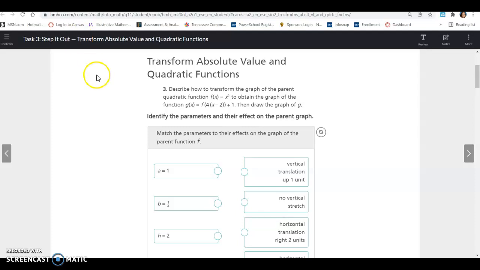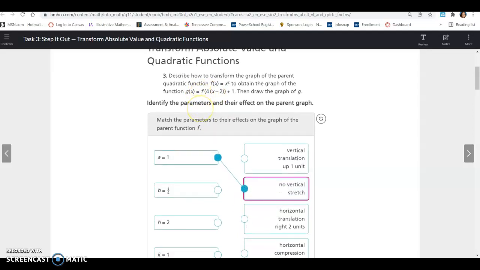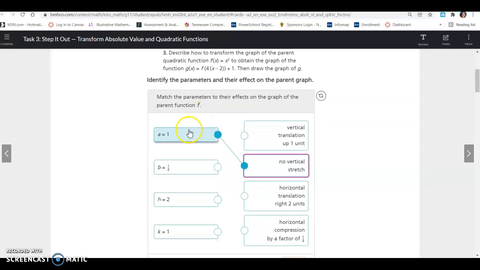All right, so you can see here that there's no a, there's no number in front of f. B is 1/4 because this is 1 over b. And then h is 2 because it's going to be opposite the sign. So it's going to be 2, and then k is 1. All right, so a has no vertical stretch. Since a is 1, it doesn't change anything about the graph. All right, b is 1/4, so that's going to be a compression by a factor of 1/4. Remember, between 0 and 1 is a compression.